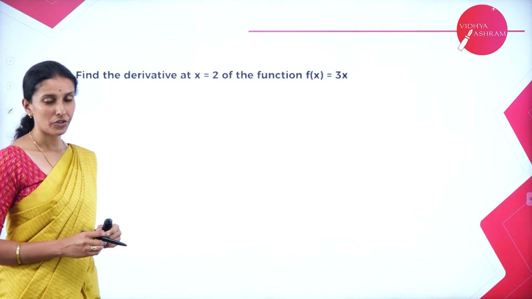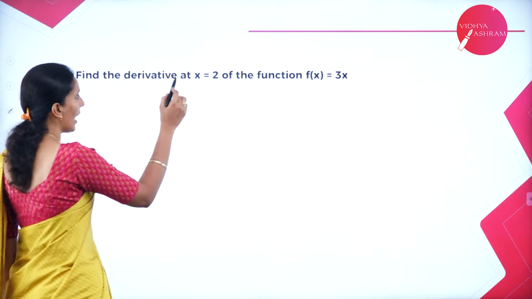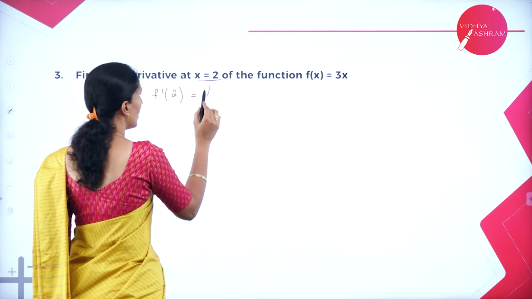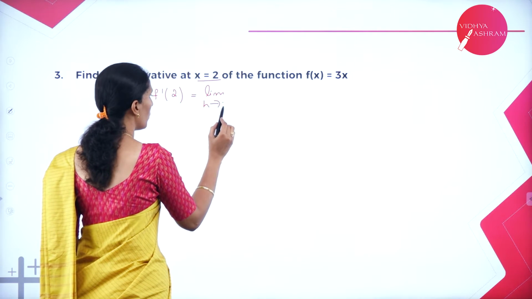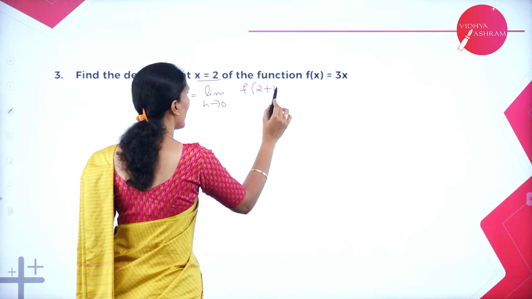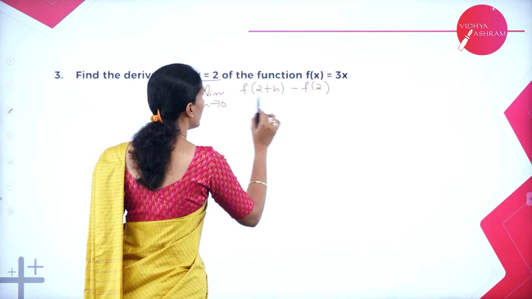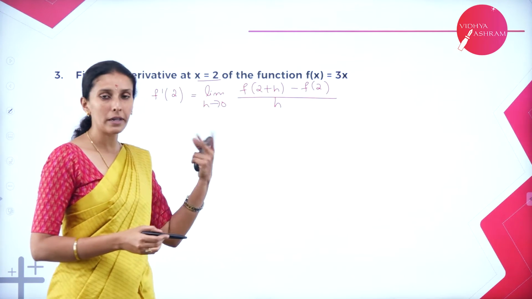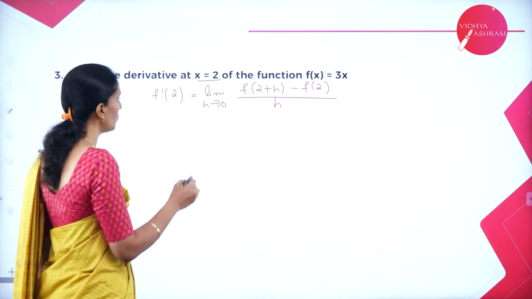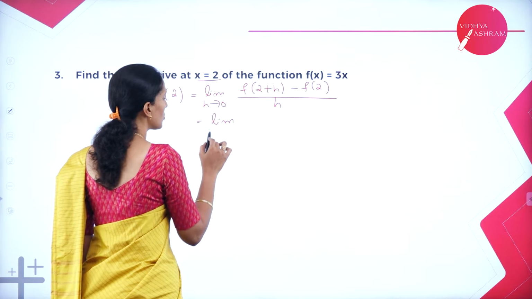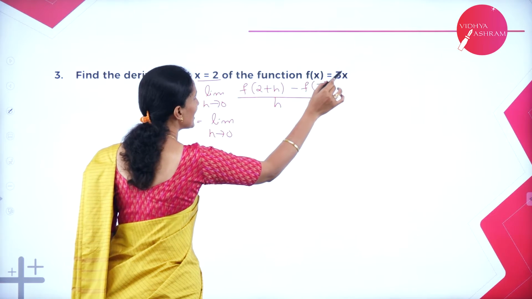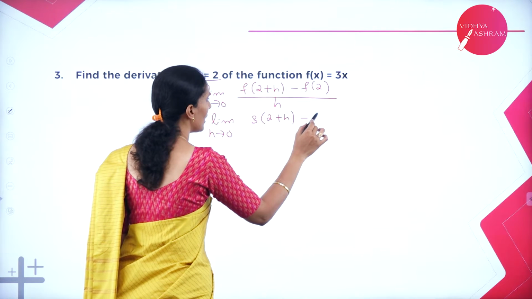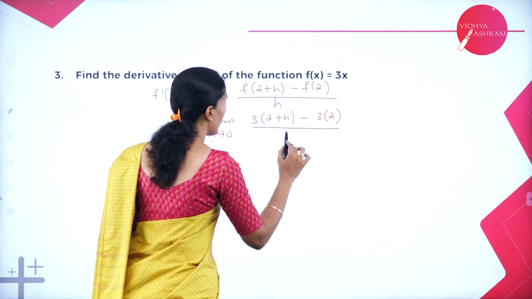f of x is equal to 3x. Write the definition of the derivative at the point x is equal to 2. That is f dash of 2 is equal to limit h tends to 0, f of 2 plus h minus f of 2 divided by h. So a plus h we will take; a is 2, so I am replacing all the values of a in terms of 2. So limit h tends to 0. Now f of x is 3x, so f of 2 plus h is 3 into 2 plus h, and similarly here 3 into 2, divided by h.